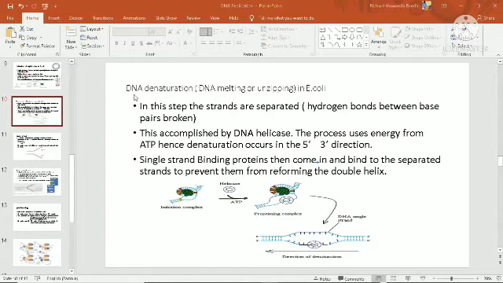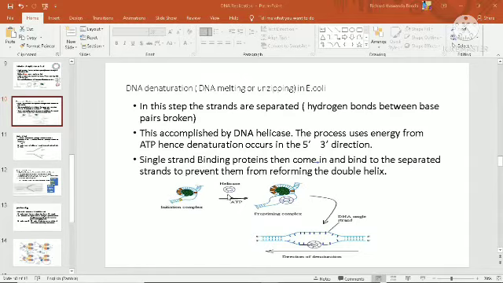So as I was saying, after the initiation complex has been formed, you have this initiation complex here. Another enzyme will come in, helicase. This enzyme comes in now to break the hydrogen bonds between the base pairs in the DNA molecule. And it does this using energy from ATP.